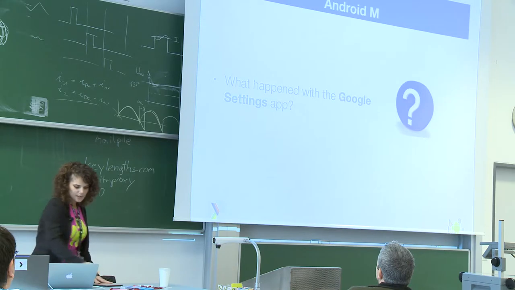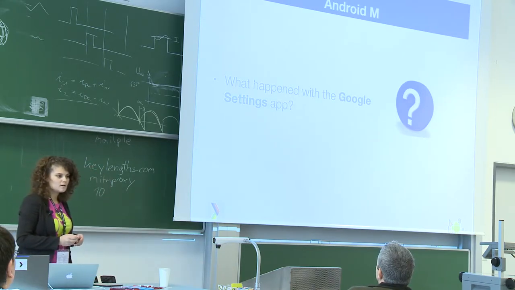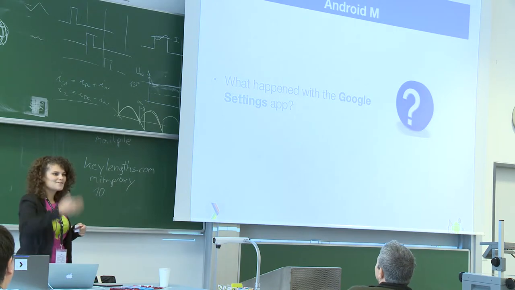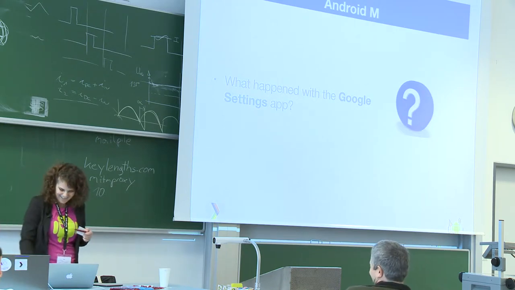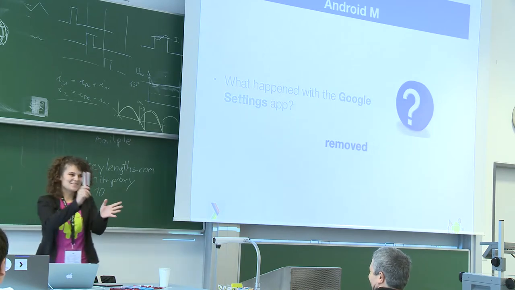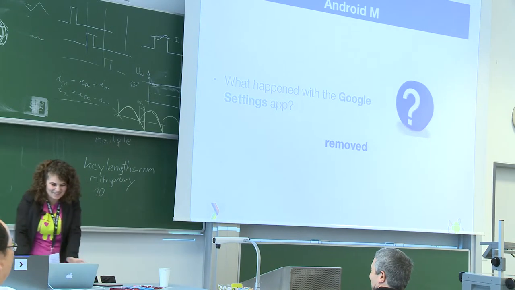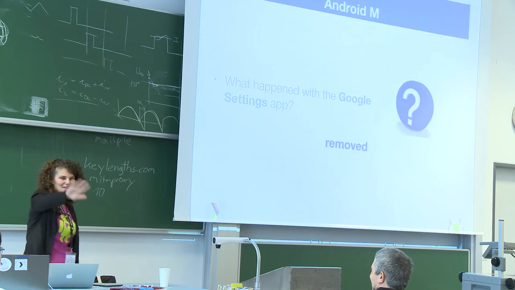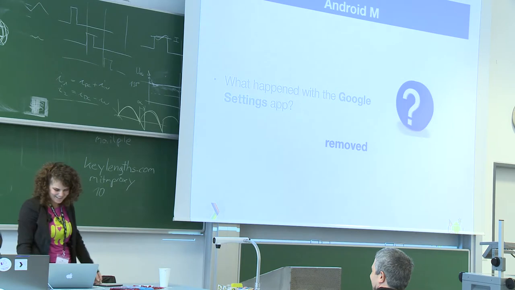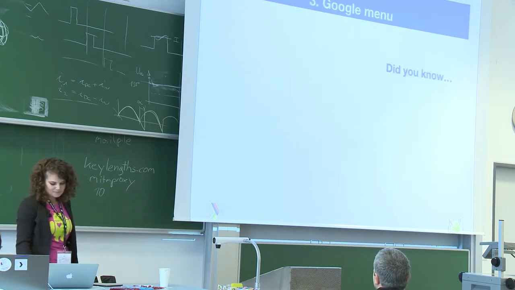Who knows what happened with the Google Settings app? You might have noticed that it's not available in the app drawer anymore. It disappeared. That's right, it has been removed. Okay, so it is now in the settings menu.